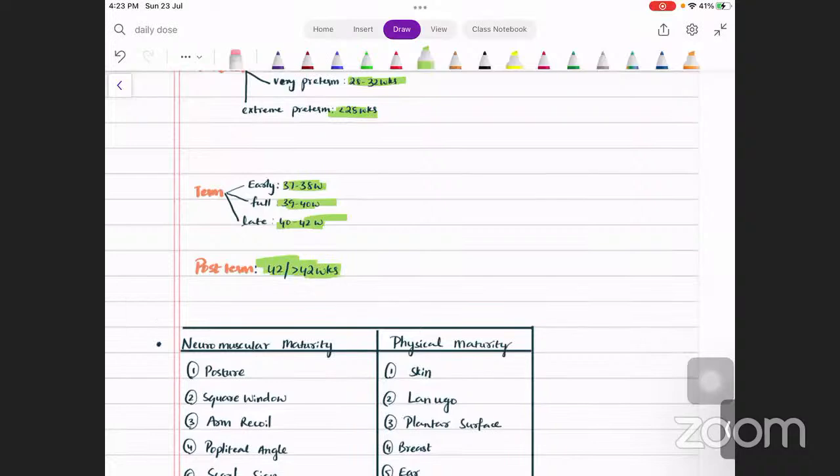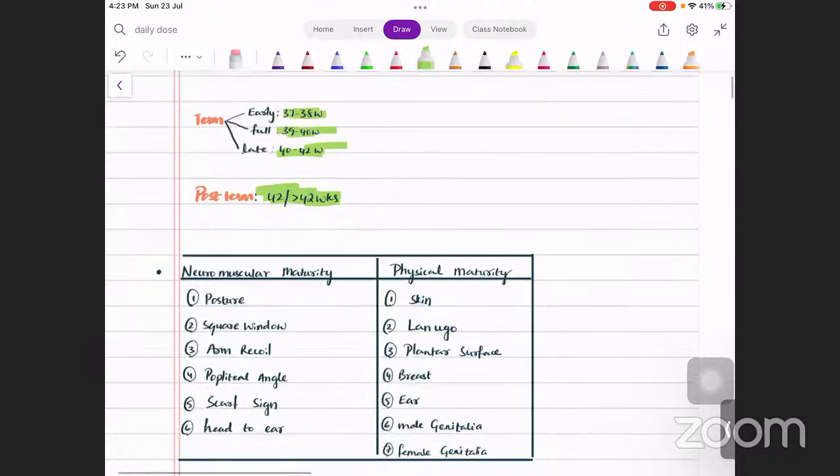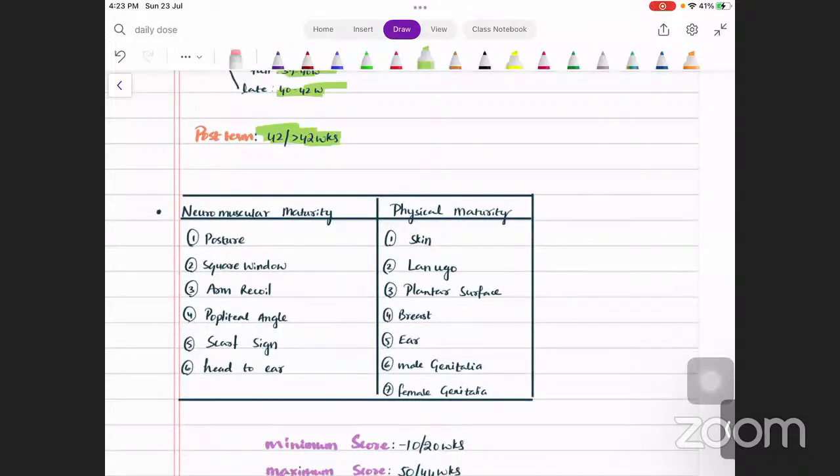And apart from that, you are having signs of maturity on the baby. One is neuromuscular maturity: posture, square window, arm recoil, popliteal angle, scarf sign, and heel to ear. These are the components of your neuromuscular maturity. And for physical maturity, you have to look for the skin, lanugo hair, plantar surface, breast, ear, and male or female genitalia.